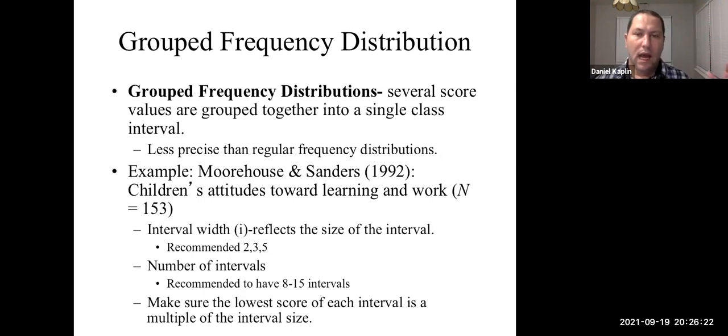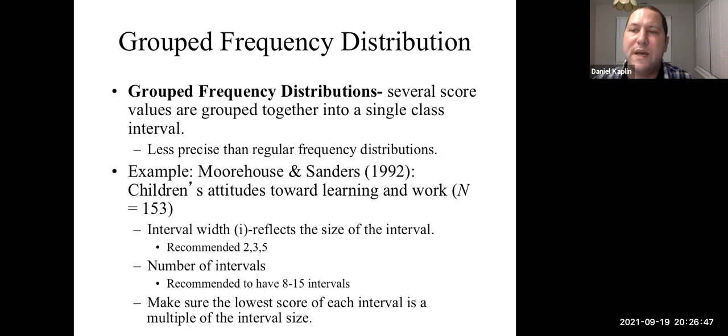They looked at children's attitude towards learning and work. They had 153 people, and then they clustered it together. Now, in this particular case, we want to understand what interval width is. So interval width, symbolized by the lowercase letter i, is the relative size of the interval.